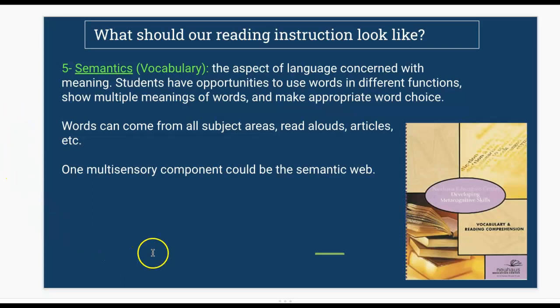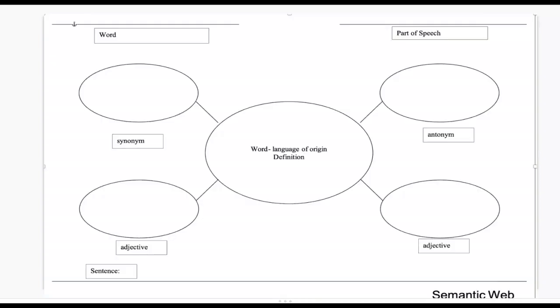Here's another NICHD resource that's outstanding. Developing metacognitive skills. Here is just one multisensory component you can incorporate, the semantic web. There are many different ones. I just chose this one for today's purposes. You might be reading a novel together with your class and you have gone through and sorted words that you feel need further explanation, and that would be how you would use this web.